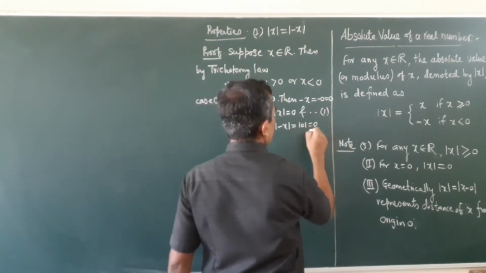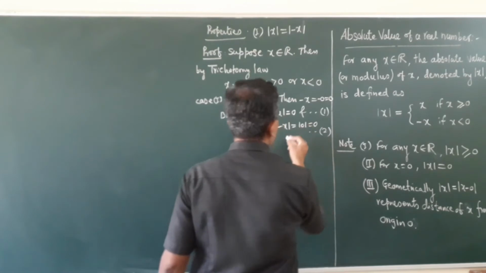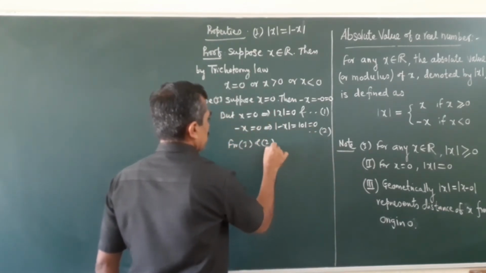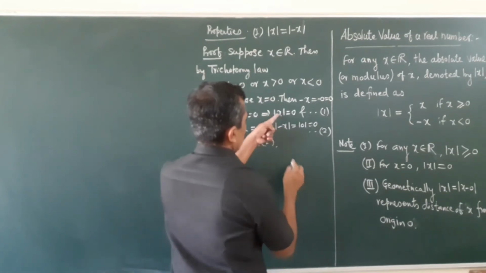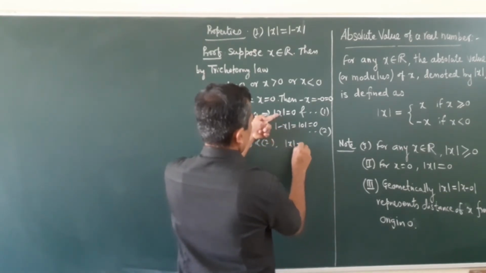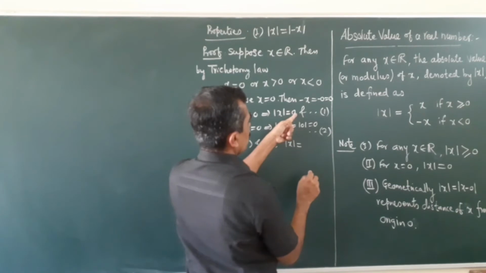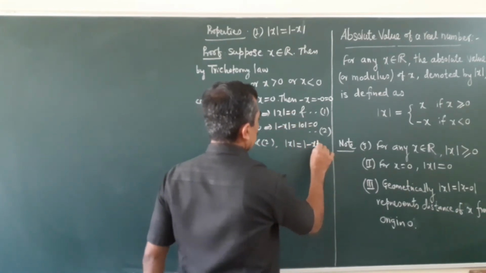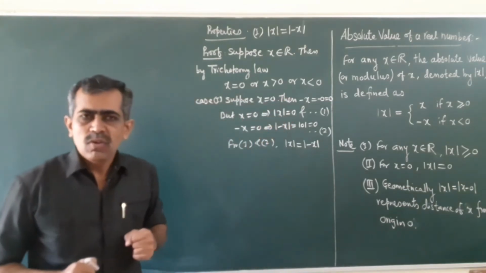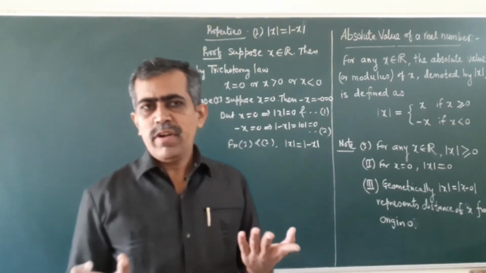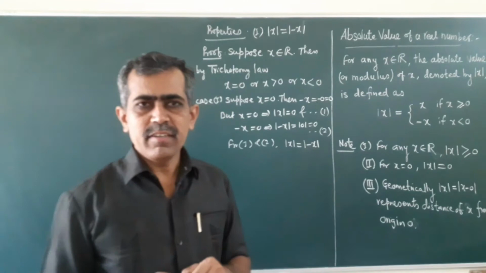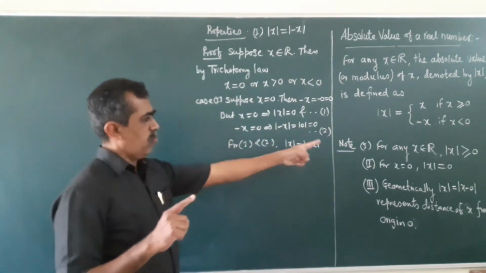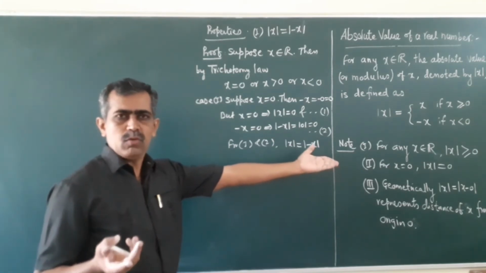Suppose this is 1 and this is 2. From 1 and 2, what we have is mod x is 0, and 0 is nothing but mod of minus x. So, if x is 0, what I have proved is mod x is the same as mod of minus x, using only the things that we know, using only the definition of modulus of 0.